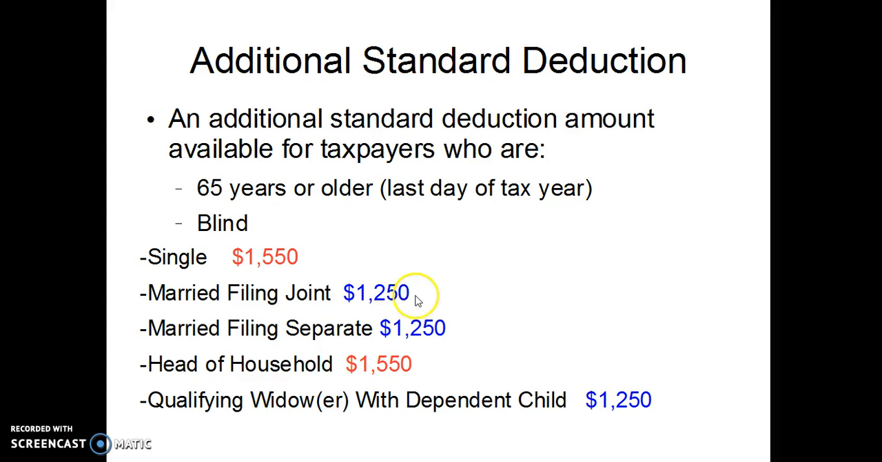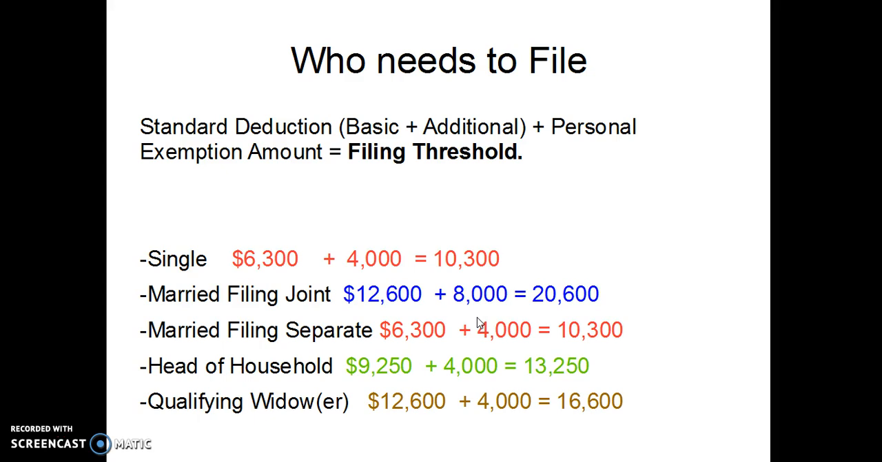And if they were married filing joint, then it will be this number times 2. But if, let's say, the husband is 65 and blind and the wife is 65 and blind, then it's this number times 4. So it's just basic math to come up with these numbers. Again, these numbers do not need to be memorized. So let's get to the question of who needs to file a tax return.